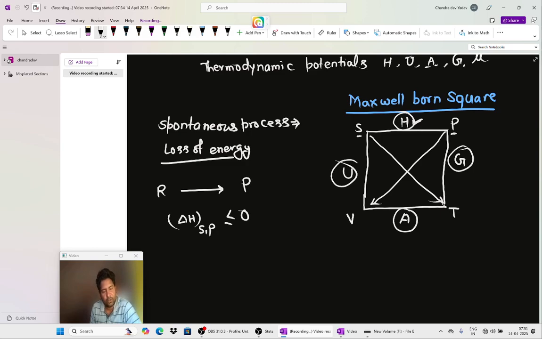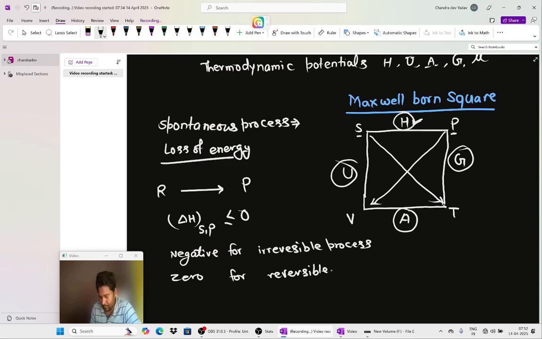So the process will be spontaneous. Negative for an irreversible process, and 0 for a reversible process. This is the point.